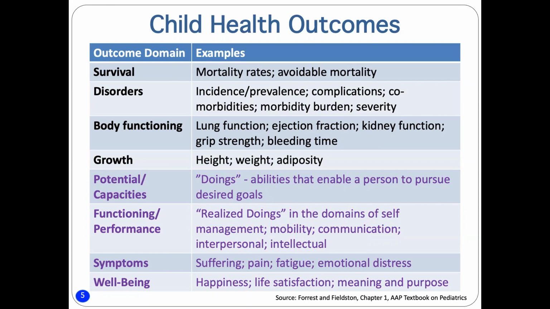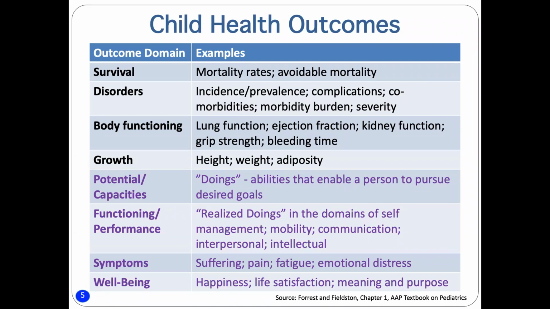So you can organize outcomes into these categories, where the black outcome domain referred to clinical outcomes, and then the purple outcome domains refer to lived experiences. So survival, disorders, and disorders can be broken down into a number of subcategories. You can think of disorders as complications or adverse events or adverse drug reactions. Comorbidities, these are conditions that co-occur with an index condition. Morbidity burden, this is the totality of morbidity experienced by a patient. And severity, which refers to the stability of a condition over time.